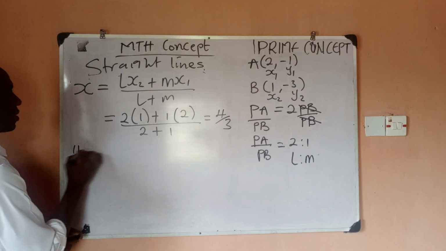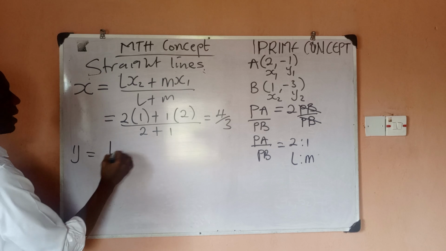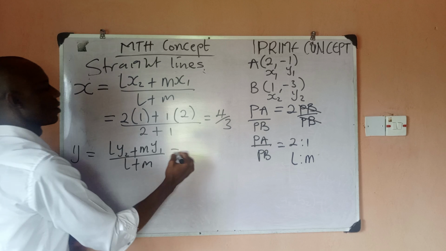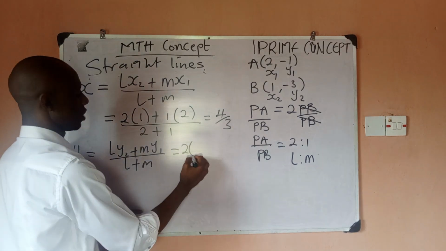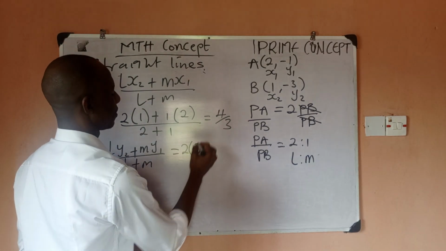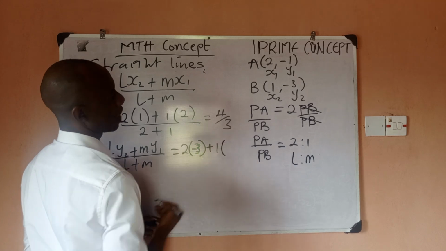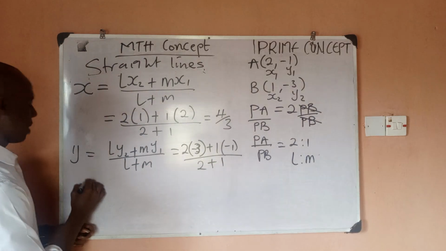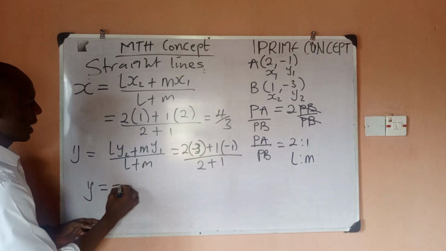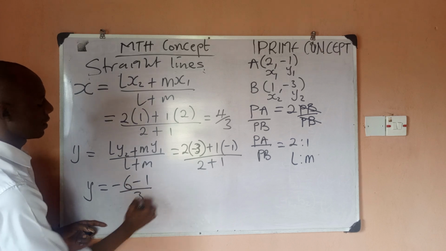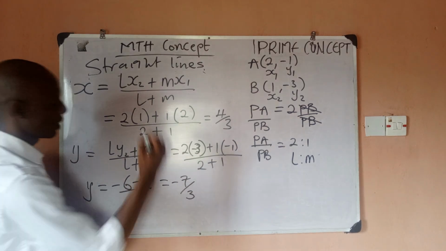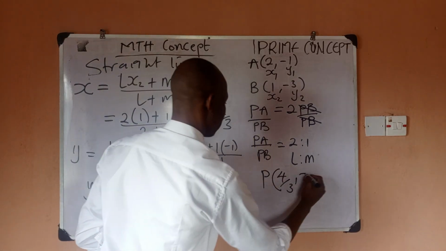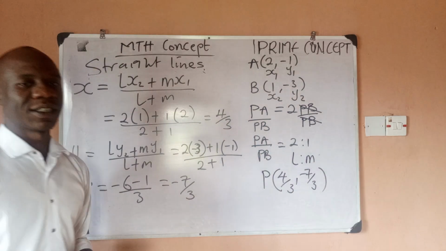And the next is our y coordinate, which is (L y2 + m y1) divided by (L + m). So this is going to give us L, 2, into y2, which is -3, plus m, which is 1, into our y1, which is -1, all divided by 2 plus 1. So that my y becomes -6 minus 1 all over 3. So this is -7 divided by 3. So that the coordinates of point P would be (4/3, -7/3). So these are the coordinates of point P.